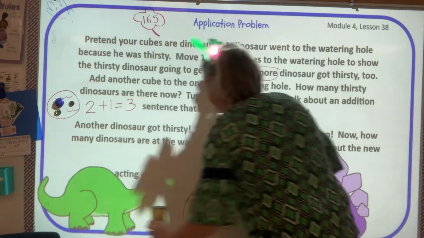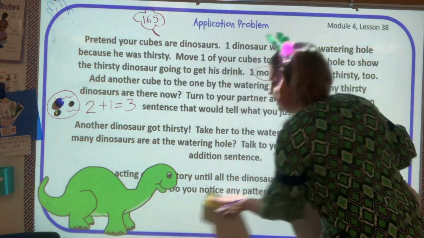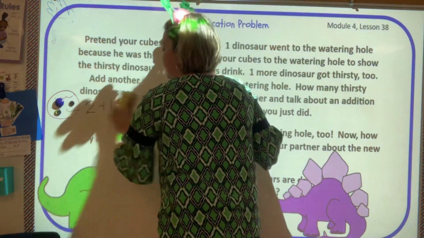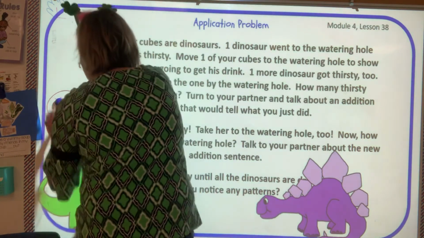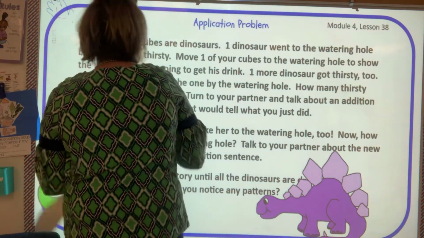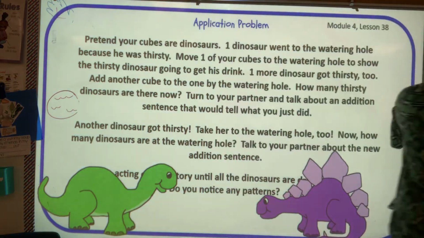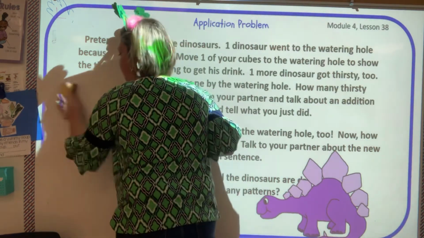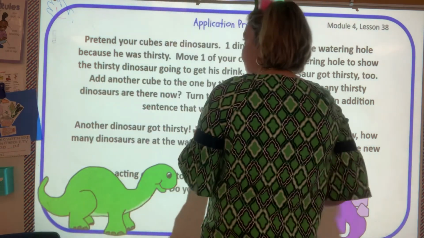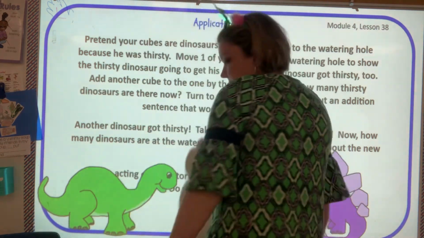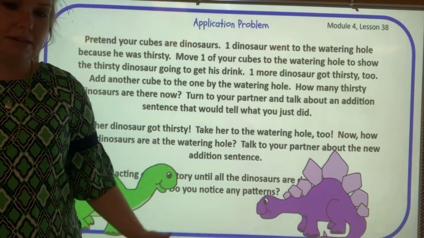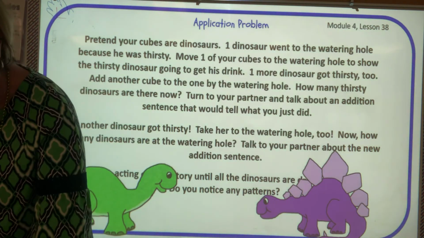Okay, now we're going to get ready for our lesson with Mrs. Hawkins. Move your materials to the side, your cubes and your book. Put your pencil in your book to hold the page. You are going to need a dry erase board and a dry erase marker. You may need your cubes again.